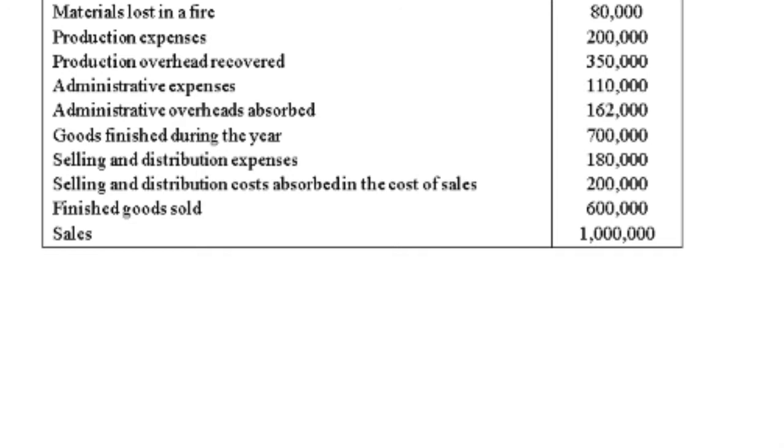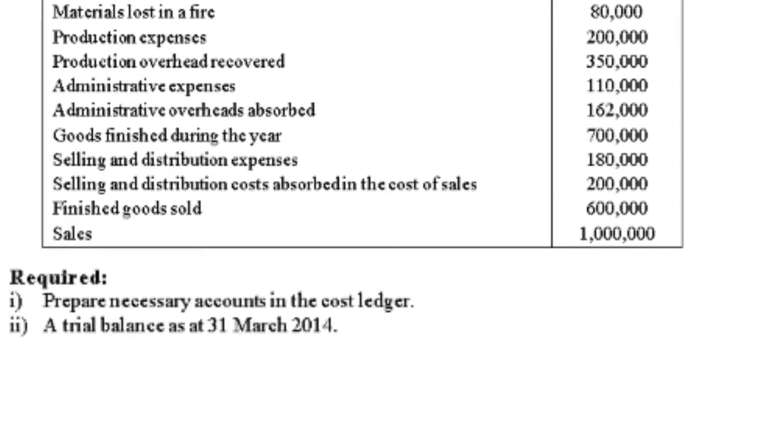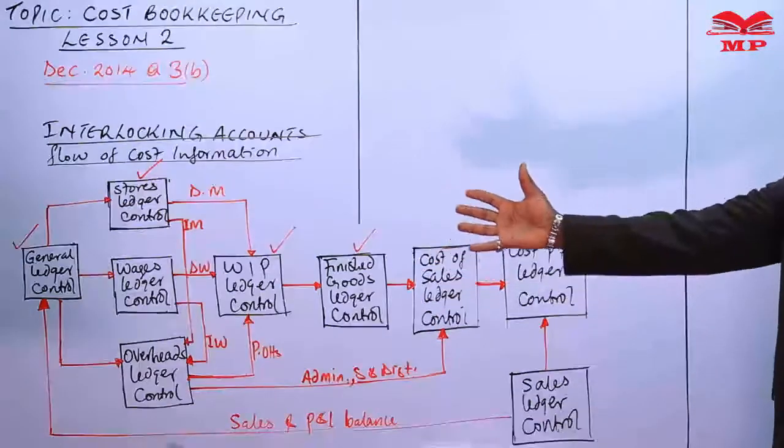Selling and distribution cost absorbed in the cost of sales, 200,000. Then finished goods sold, 600,000. Then sales, 1 million. Required: one, prepare necessary accounts in the cost ledger; and two, a trial balance as at 1st of March 2014. End of question.